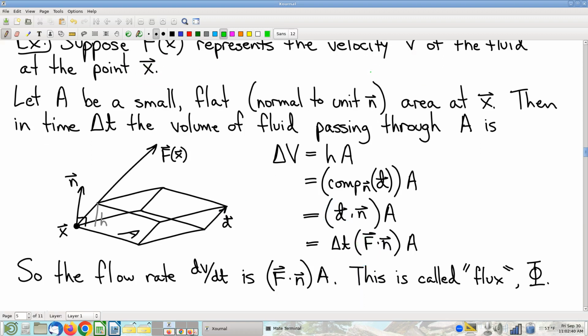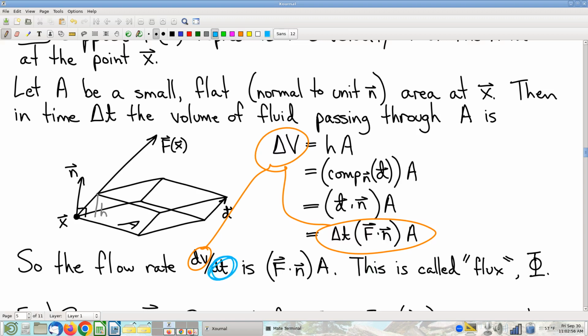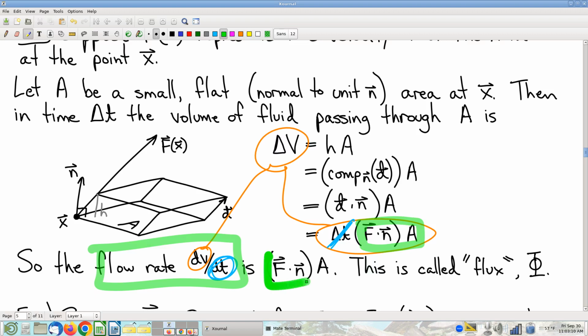Just a quick reminder, we were interested in computing the flow rate, volume per unit time. What we've computed here is the volume. So we're just going to divide by whatever that amount of time is. So I'll cancel that delta T, right? And what's left over, the answer to our question, the flow rate, dV/dt, is just this formula right here, F dot N times the area.